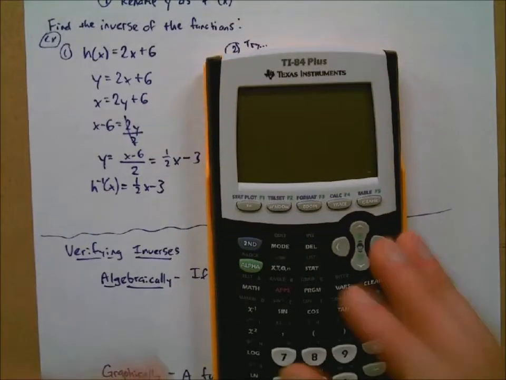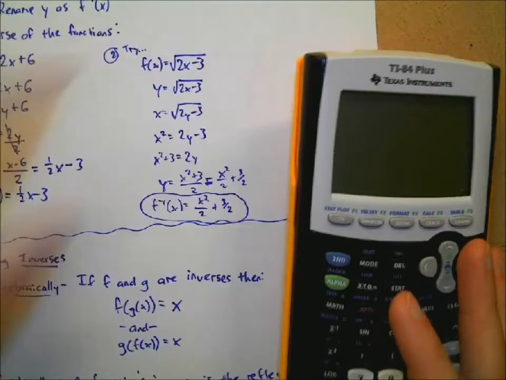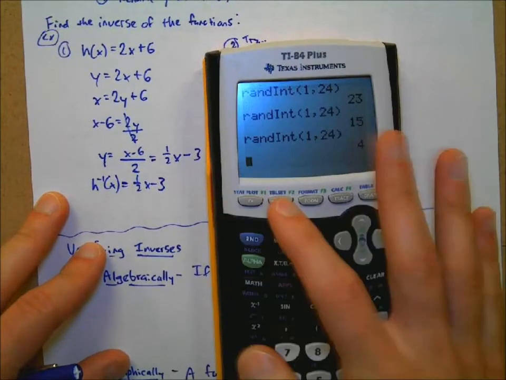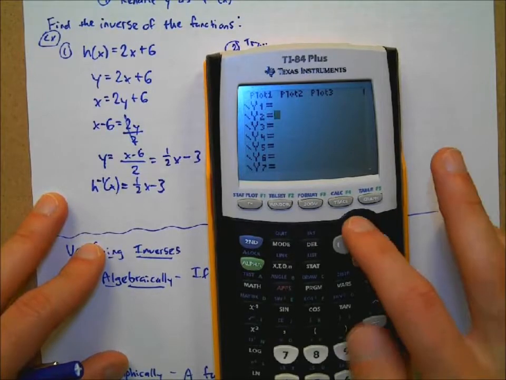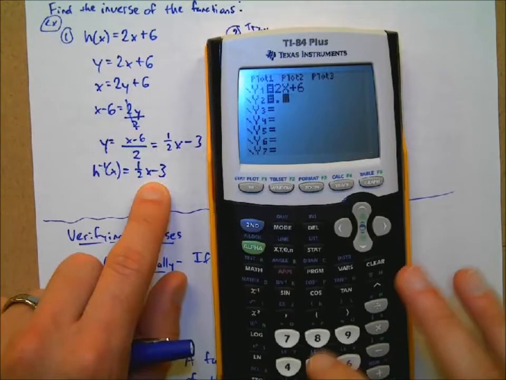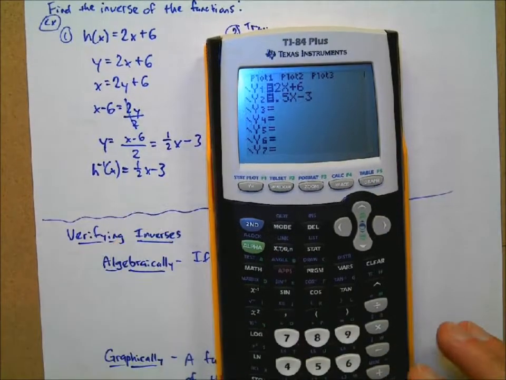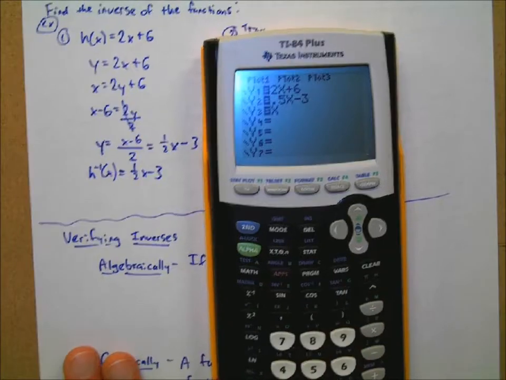So I'll show you here real quick on my graphing calculator with the h, and then we'll also look at f here as well, at f inverse. All right, so clear out stuff here. So let's graph this. So 2x plus 6, and I'll graph the 0.5x minus 3. And then because I want to show that it's reflecting over the line y equals x, I'm going to graph the line y equals x as well, just so you can see that reflection.